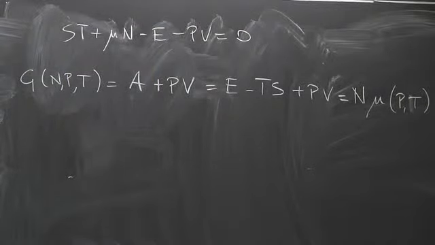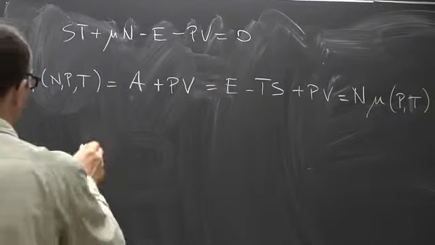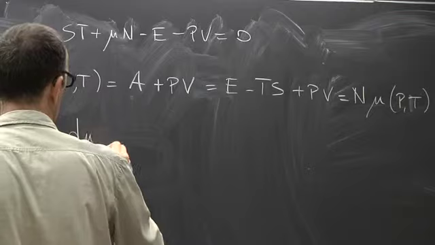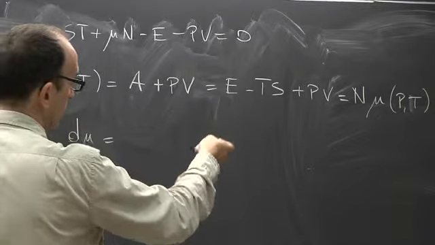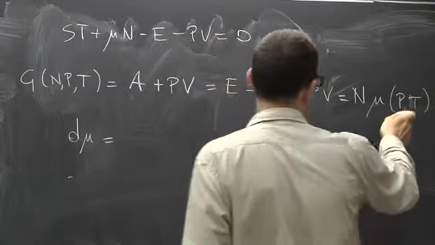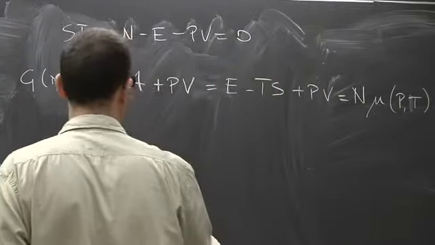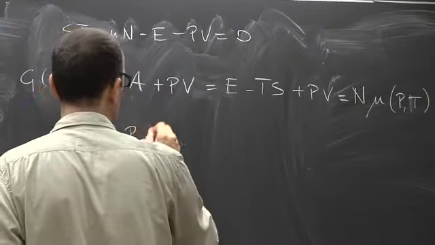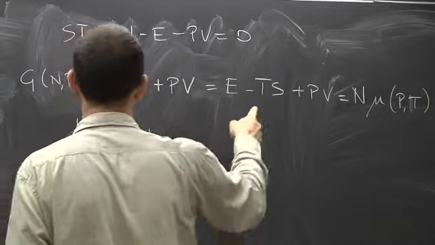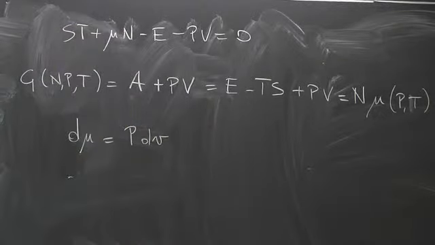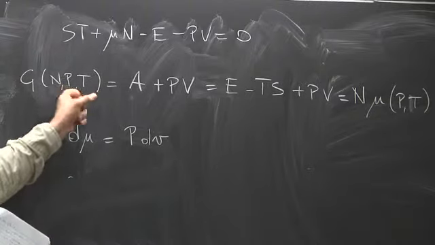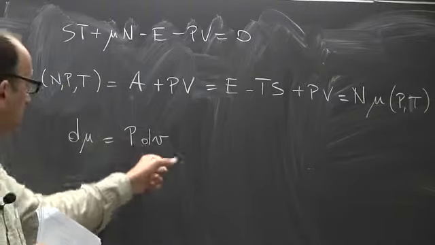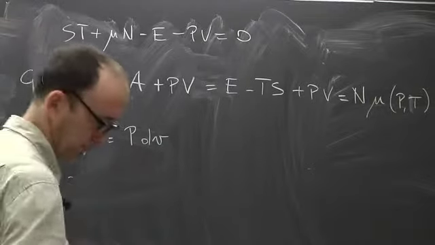And then of course, the differential of mu will be equal to P times, so you get the differential of mu from the differential of G. So you have P times dV. Sorry.